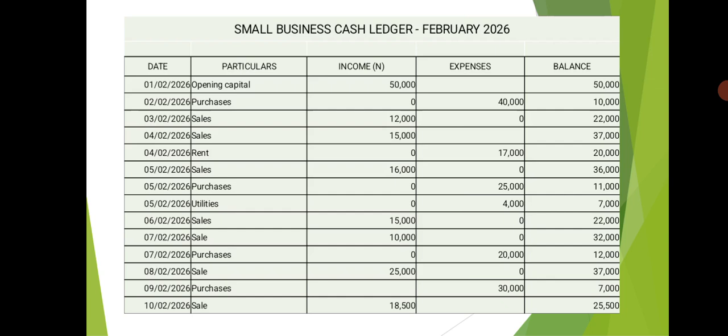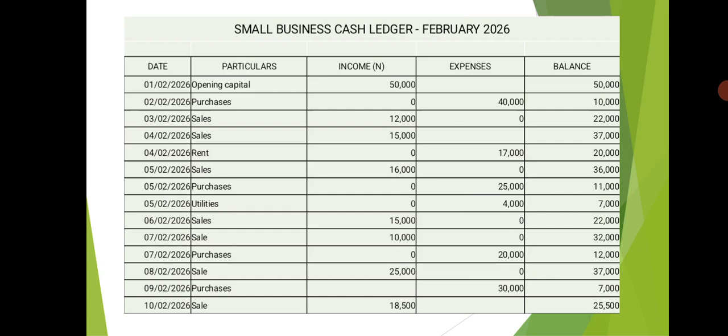The same day, the business purchased supplies worth 20,000 naira. These are expenses, so it is recorded under the expenses column. We have to subtract it from the previous balance, making 12,000 naira now. On 8th, it says 25,000 naira, recorded also under the income column. And this will be added to our previous total, leaving us with a balance of 37,000 naira.